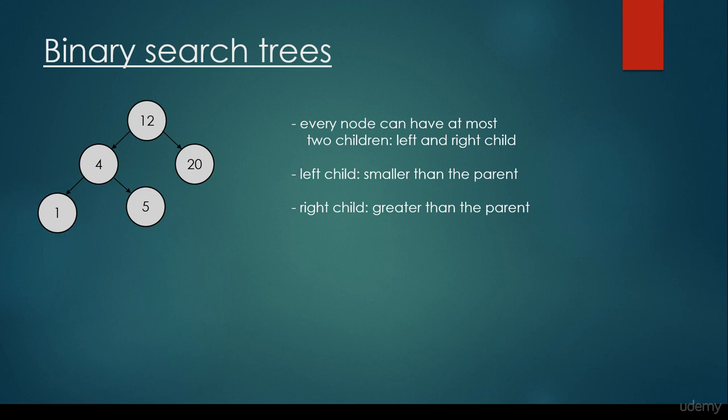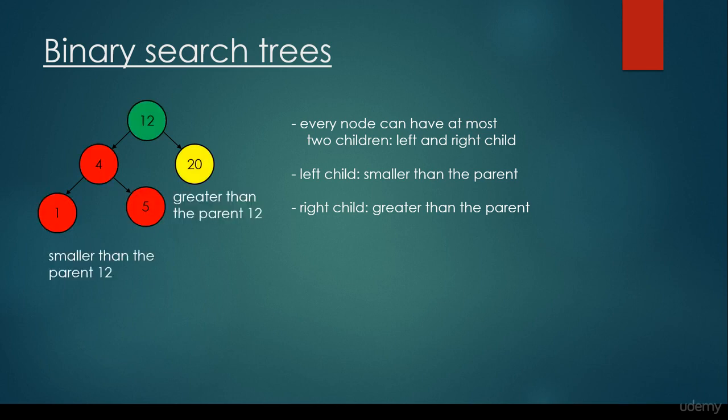These are the most important features for a binary search tree. For example, let's consider this tree on the left. The root node is the 12. The right subtree consists of a single node, the 20. It is greater than the parent 12. And all the nodes in the left subtree are smaller than the parent 12. The 4, the 1, and the 5 are all smaller than their parents, the 12. So basically, it is a valid binary search tree.